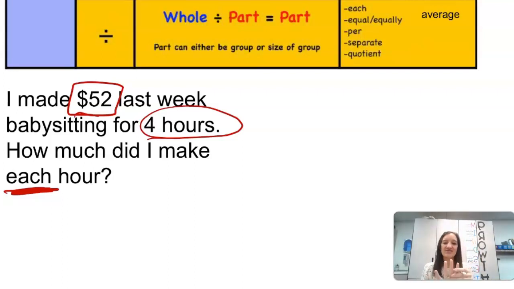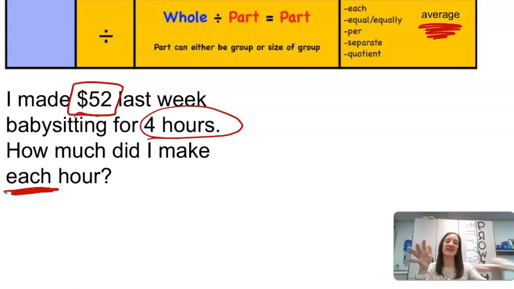So I also could have answered this question, what did I make on average? What was my average hourly wage? Okay, so average is another word I want you to put in there because that's another very good keyword. If you're finding the average of something, you're taking the whole and you're averaging it out. You're dividing it between a certain part.